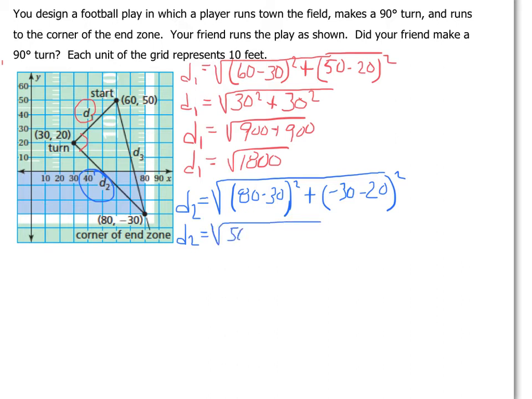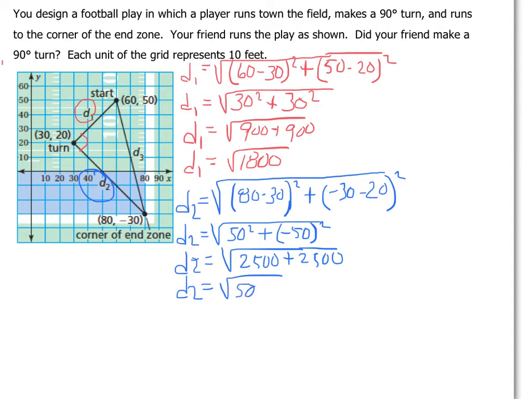So 80 minus 30 is 50 squared. Negative 30 minus 20 is negative 50 squared. So D2 is going to be the square root of 2500 plus 2500. So D2 is going to be the square root of 5000. And again, just like with D1, I'm going to leave it just the way it is for now, and we're just going to keep moving on.